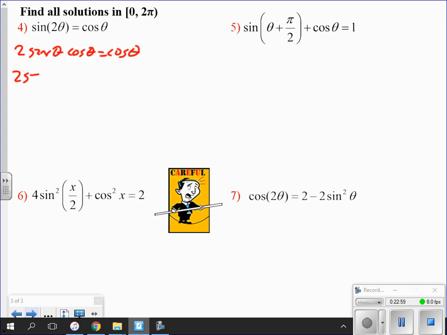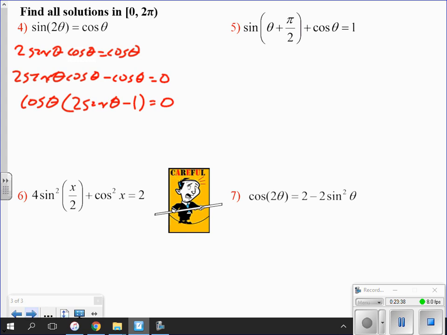And you get 2 sine theta cosine theta minus cosine theta equals 0. Ooh, I heard the magic F word. Factor, the 6-letter F word, factor. Factor out the cosine. Cosine theta times 2 sine theta minus 1 is equal to 0.